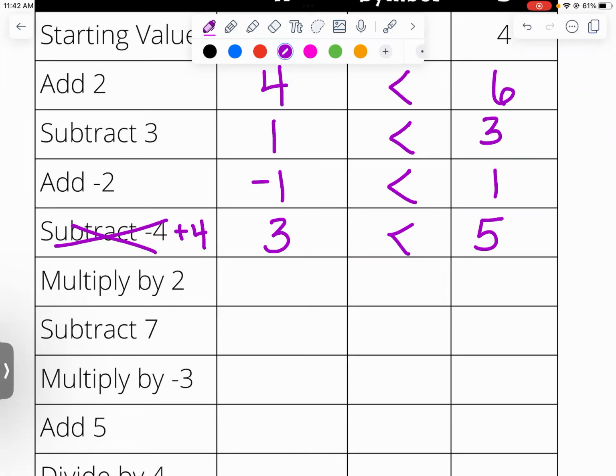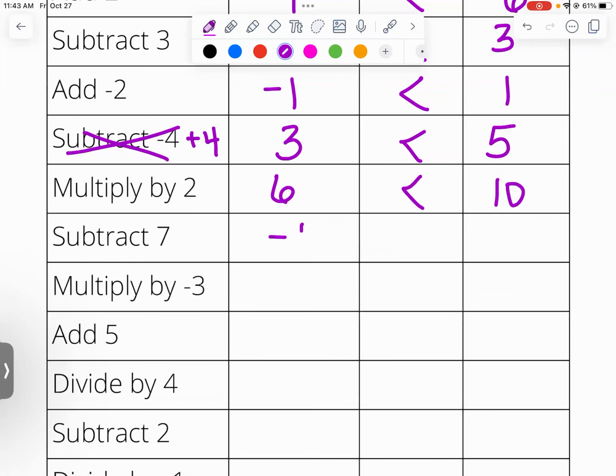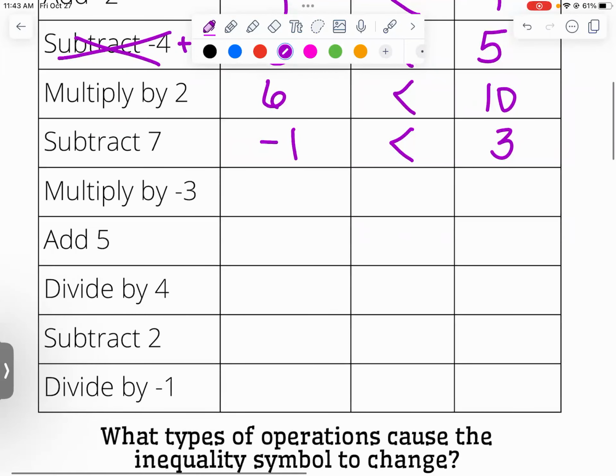If we multiply by 2, we have 6 and 10. 10 is the bigger number. If we subtract 7, 6 minus 7 is -1. 10 minus 7, which one's the bigger number? Now we're going to multiply by a -3. If we multiply by -3, what's going to go here? And what's going to go here? -9. Which number is bigger?